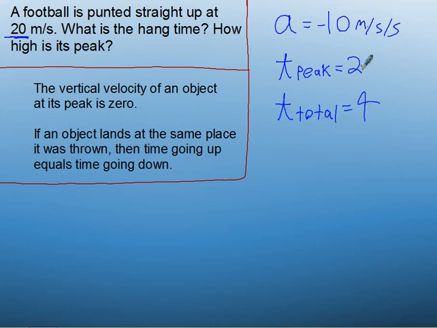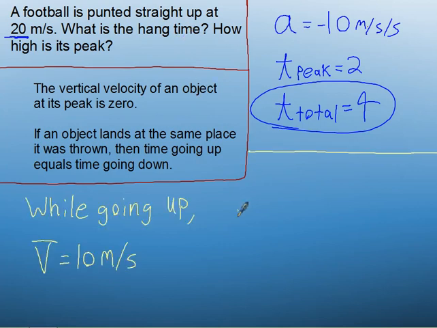Now, if the ball spent exactly 2 seconds going up before it ran out of velocity, and the trip up and the trip down end up taking the same amount of time, then the total hang time is 4 seconds. I won't even bother writing out lots of equations for this one. You should be able to do it in your head. The second part is a little tricky. It wants to know how high the peak is going to be.